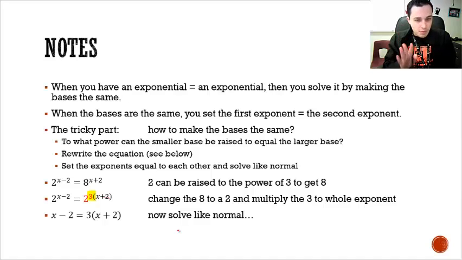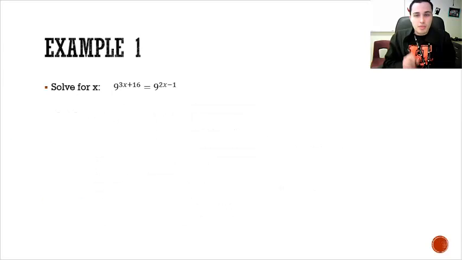Complicated as that is to see in notes here, the main thing is once you've done that, then you just set the exponents equal to each other. So x minus 2 equals 3 times x plus 2, and you just solve it like normal. The best thing we can do here is just to see an example. And this is a great way to start because the bases already equal each other, so I don't have to do the complicated part. If the bases already equal each other, then just set the exponents equal to each other and solve it.